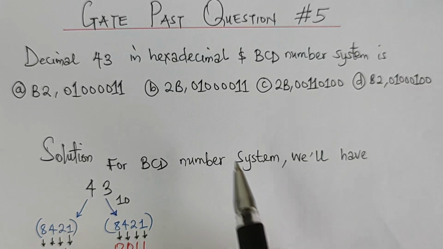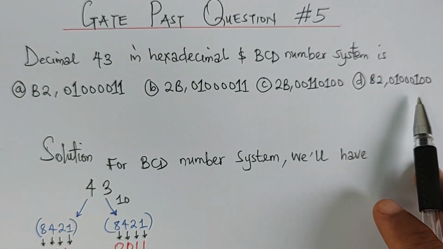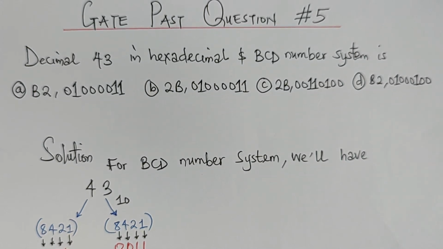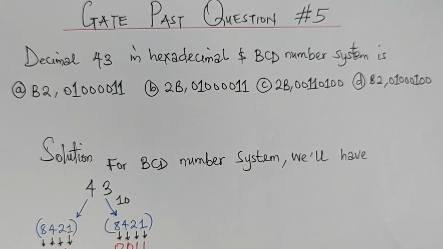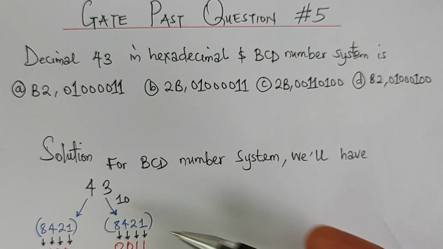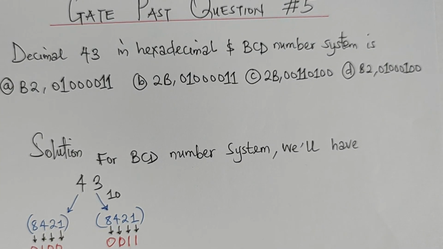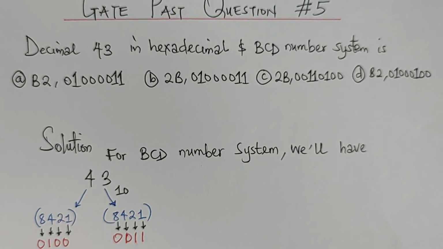So for option B, we have this. For option C, we have this. And for option D, we have this. So let's get started right away to get the solution for this. The first thing I want to do is solve the BCD number system. You can start with any one, but let me start with the BCD because it's pretty easy and I believe it will save me more time.